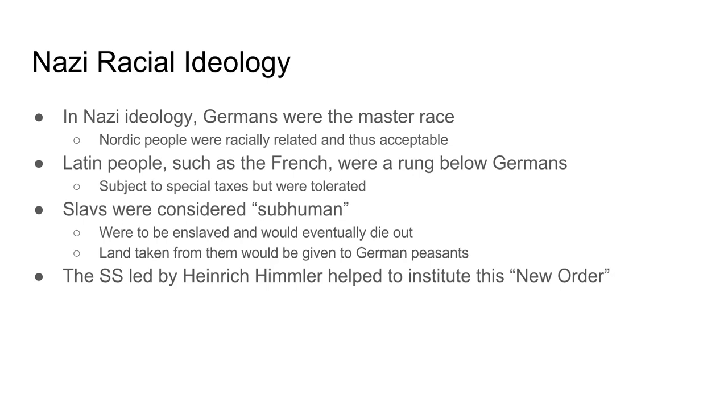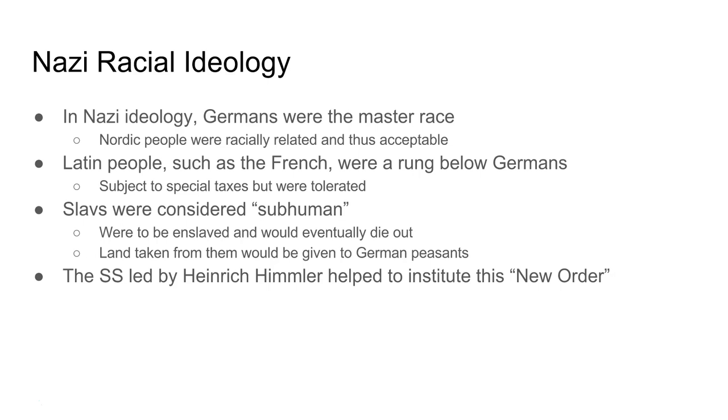Below the German master race were the Latin peoples, like the French and really the Italians as well. These people are considered second class and second rate. And so they're tolerated because they help the war effort, but they're also forced to pay a special tax because they're not as good in the Nazi viewpoint.